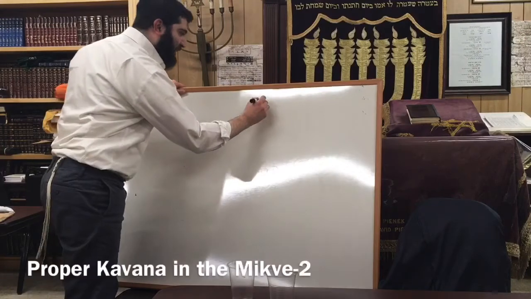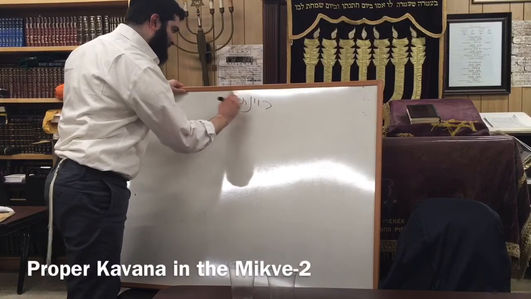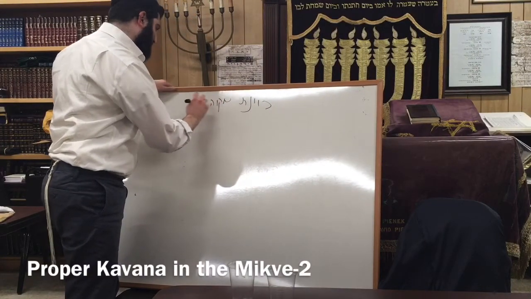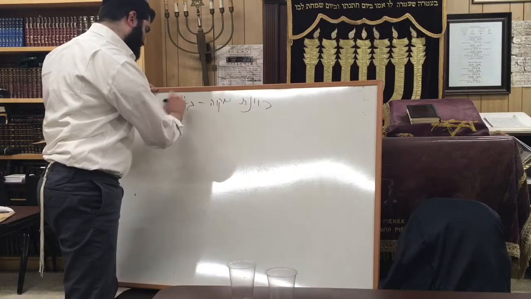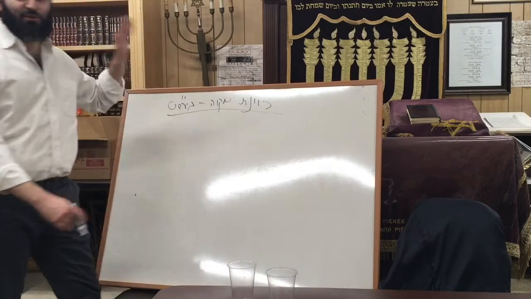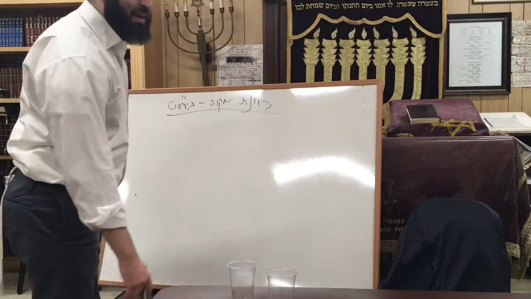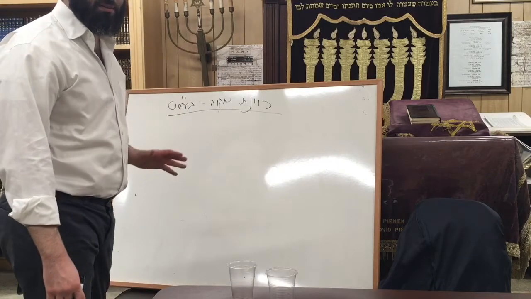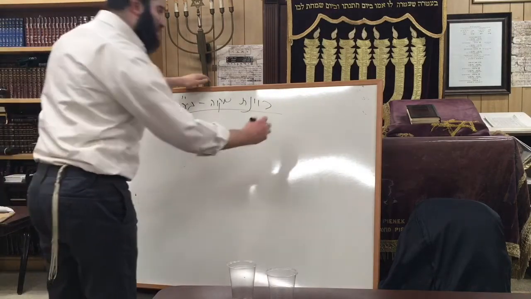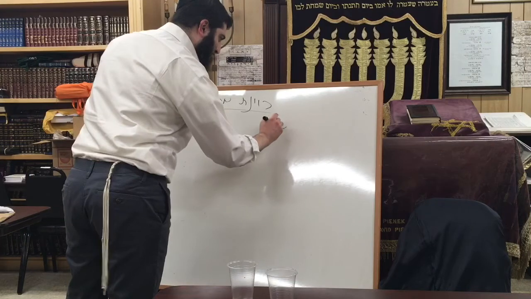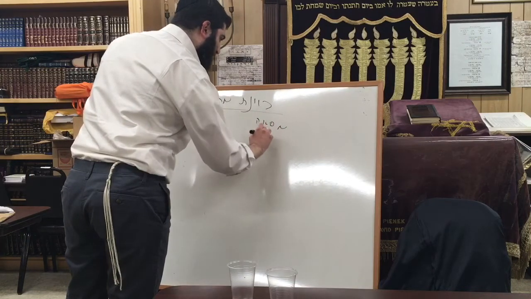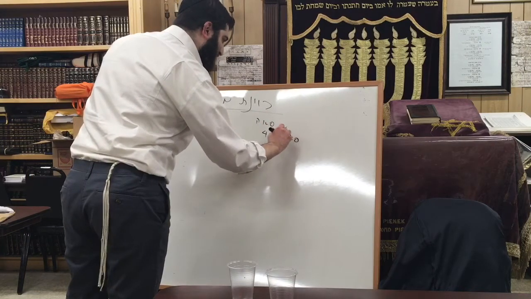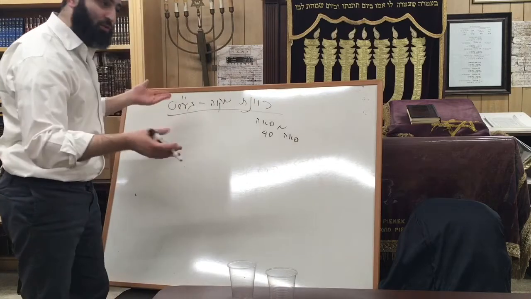We said the kavanot of the mikveh, this is what we learned already. This is kavanot mikveh of the Baal Shem Tov. The first thing we learned was that the mikveh has 40 se'ah of water. Right? 40 se'ah. So we have mem se'ah of rainwater, 40 se'ah of rainwater. And the rest is filled with regular water.